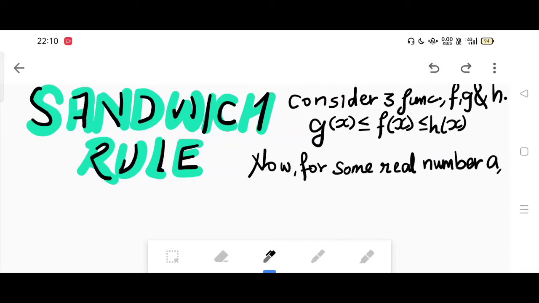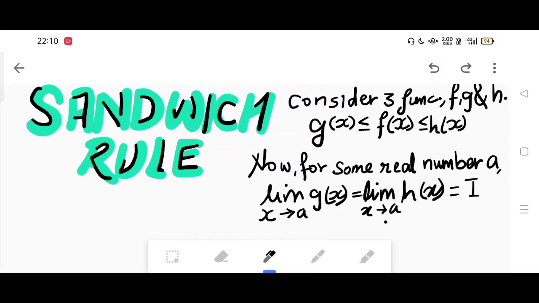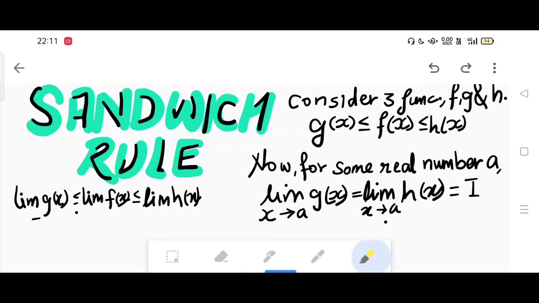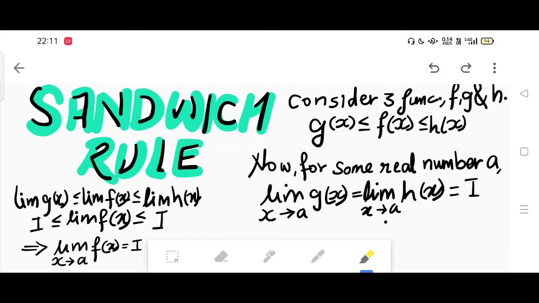Let us say that at some real number a, the limits of these three functions exist, such that the limit of g of x and h of x while x tends to a is equal to a particular value, say I. Now, if we apply the limit to the inequality, we get that the limit of g of x is less than or equal to the limit of f of x, which is less than or equal to the limit of h of x. Since the limit of g of x and h of x is I, the limit of f of x is greater than or equal to I, and less than or equal to I. Now this is only possible when the limit of f of x when x tends to a is I.